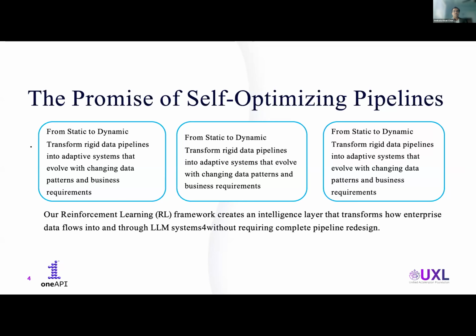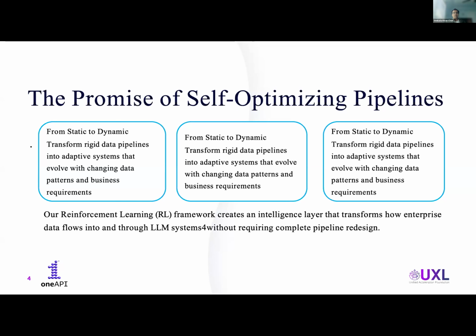The integration of reinforcement learning with large language models is a significant and evolving area of research, particularly for transforming static rule-based data pipelines into dynamic self-optimizing systems within an enterprise context. This approach aims to address the limitations of traditional data pipelines, which are often rigid and struggle to adapt to changing data sources, schemas, and business needs.